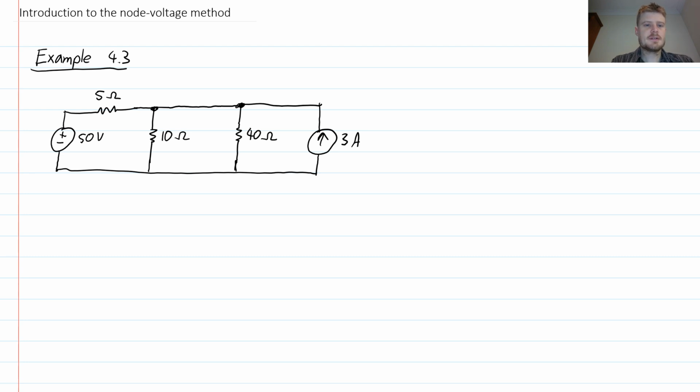So you can use the voltage divider and the current divider circuits if you have a problem that exactly matches that pattern. But what do you do if you have a circuit that doesn't exactly match? Well, for that we need a more powerful method, and the first such method we're going to introduce is the node voltage method. The goal of this method is to find the voltages at all nodes. So hence, node voltage method.